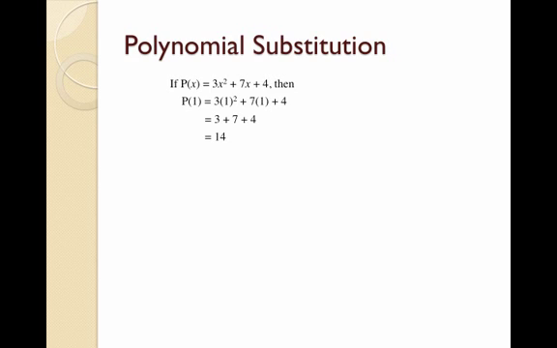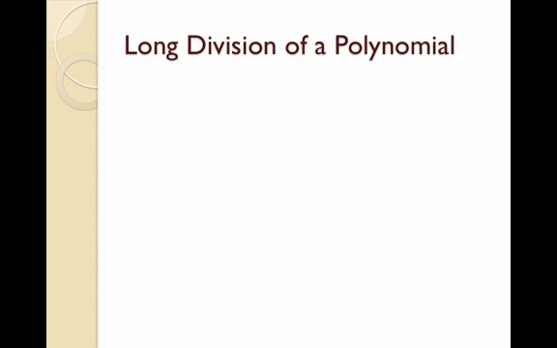Now we can substitute any value in for x. So p of 1 will give us the substitution that will give us an answer of 0. Different values of x will give us different solutions. So for p of a, we simply get 3a squared plus 7a plus 4. We're just replacing the x's with a's.